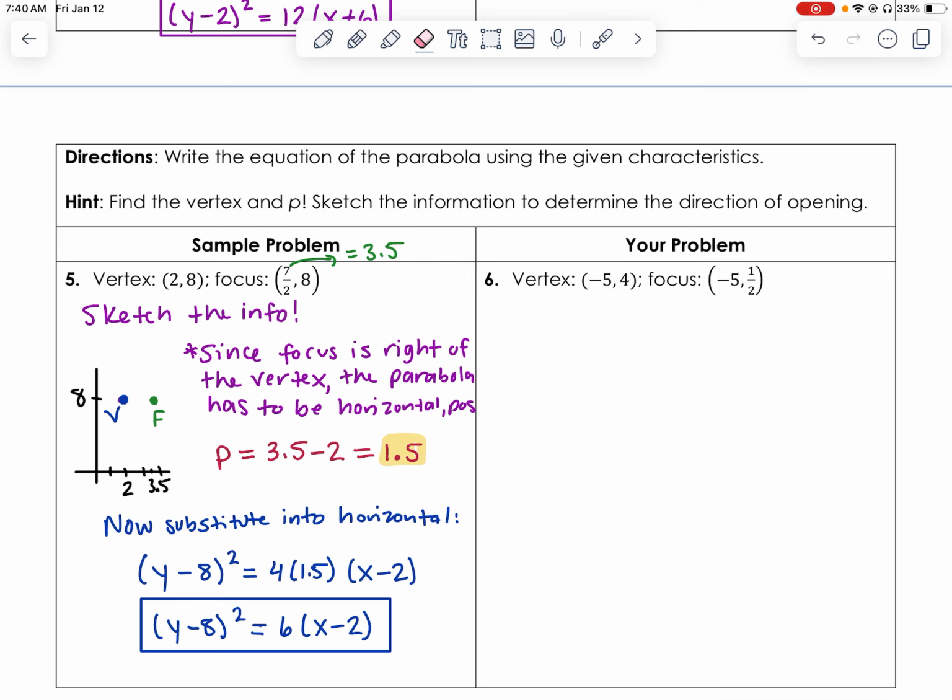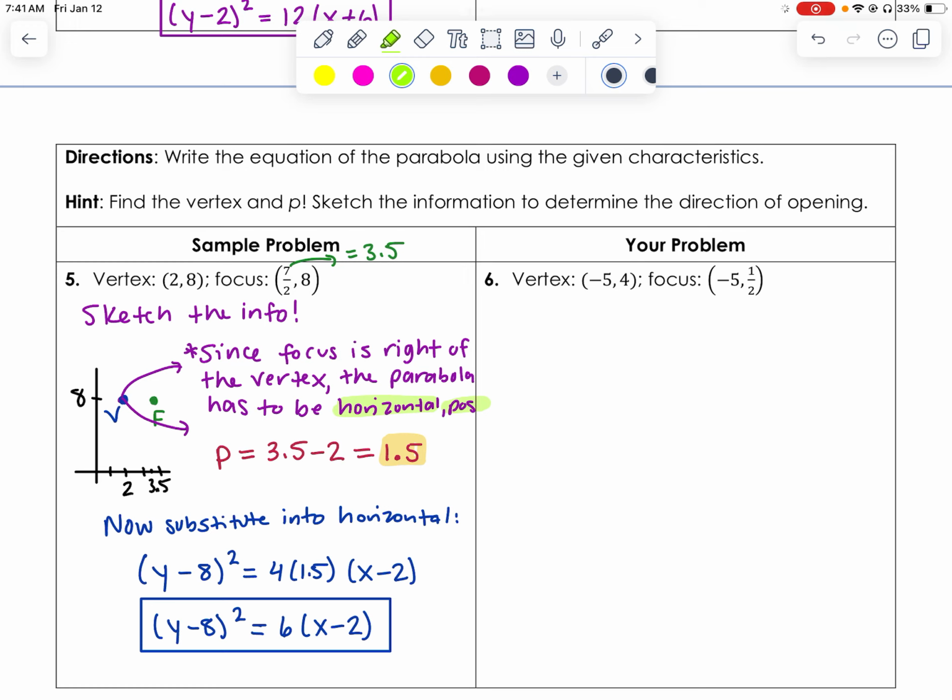Here's the deal. Since the focus is directly to the right of the vertex, that tells you your orientation is that this parabola is going to the right. So that is why in my original sketch, and I'll add it back, I have the vertex going to the right. So we're going to use the horizontal equation, and P is going to be positive.